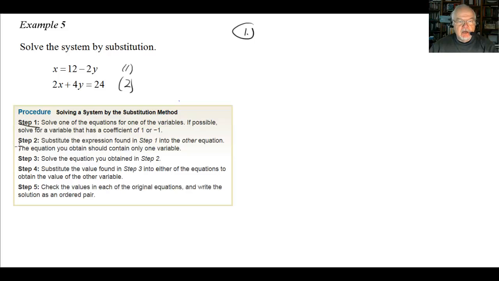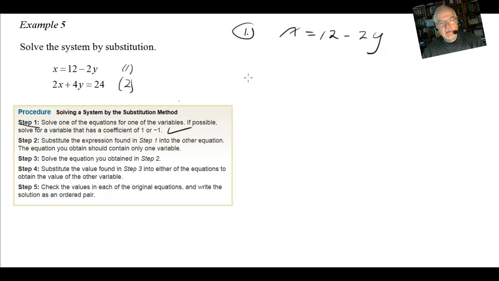Step number 1, solve one of the equations for one of the variables. If possible, solve for a variable that has a coefficient of 1 or minus 1. Ooh, this is already done here. So that's easy. We just copy that. x equals 12 minus 2y. And 1 is done. That's pretty easy.